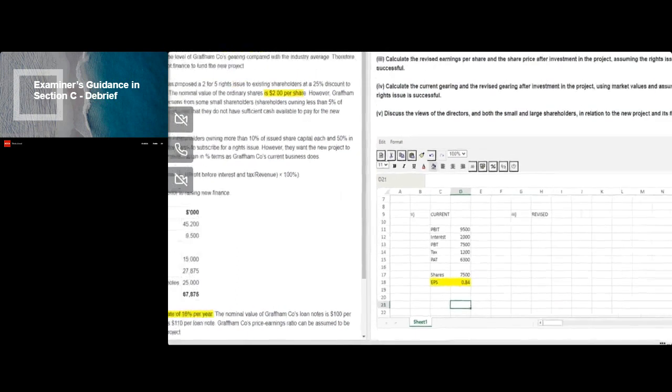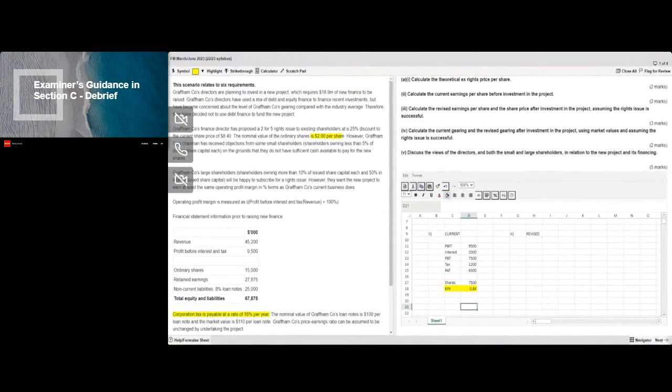Now we need to answer the question, which was the earnings per share, and we simply take the profit after tax divided by the number of shares. And the answer is 0.84. Highlight it. Now calculate the revised earnings per share and the share price after the investment in the project, assuming the rights issue is successful.